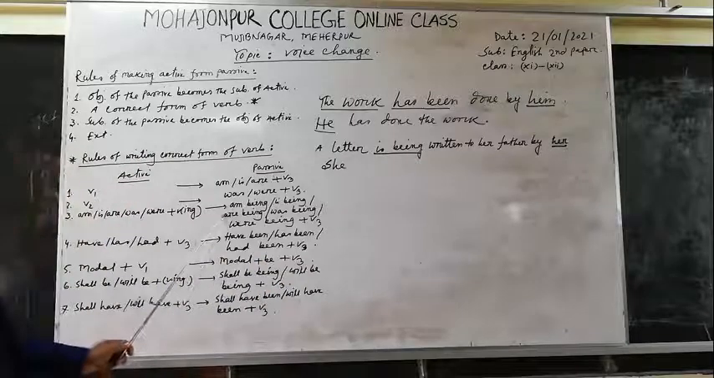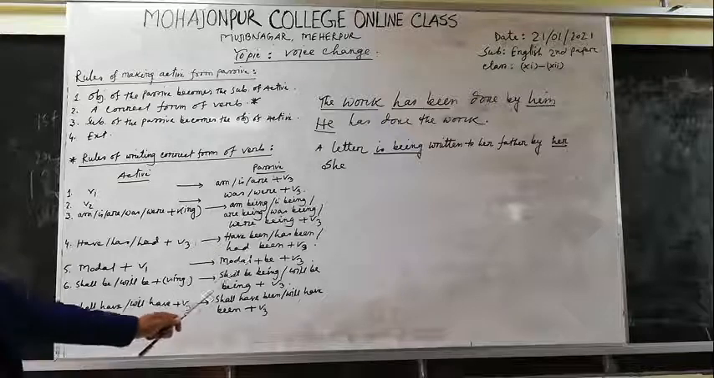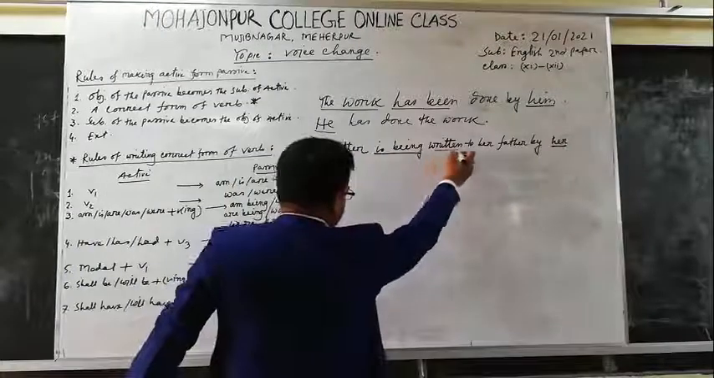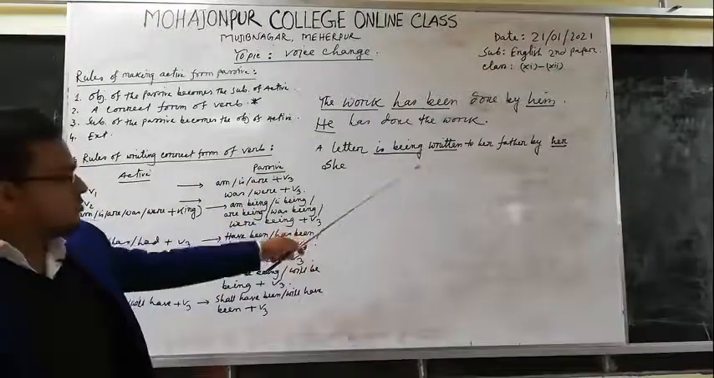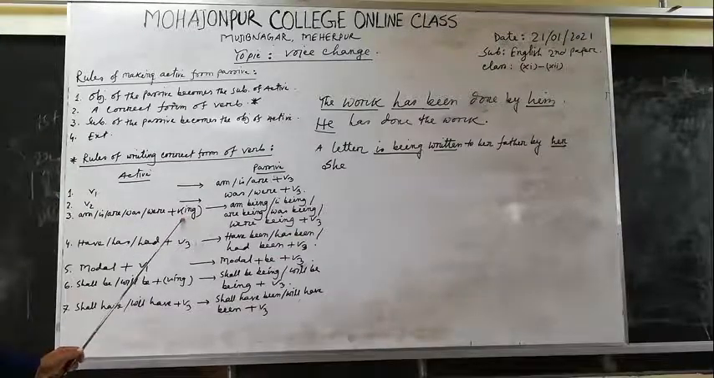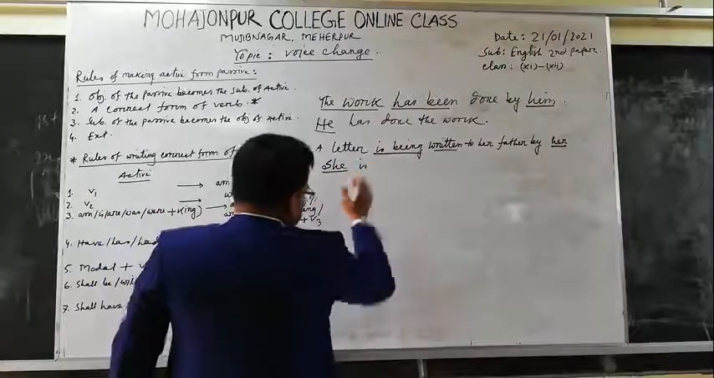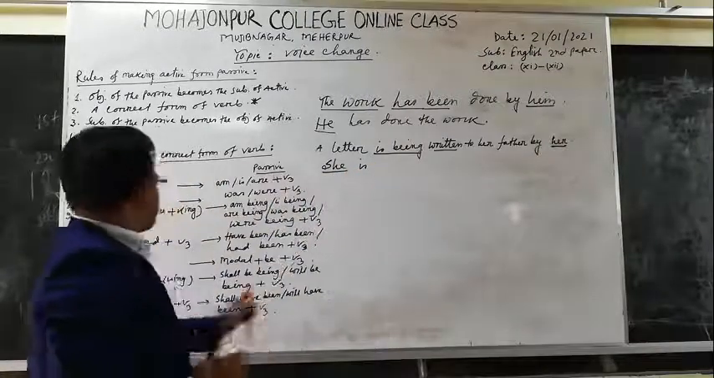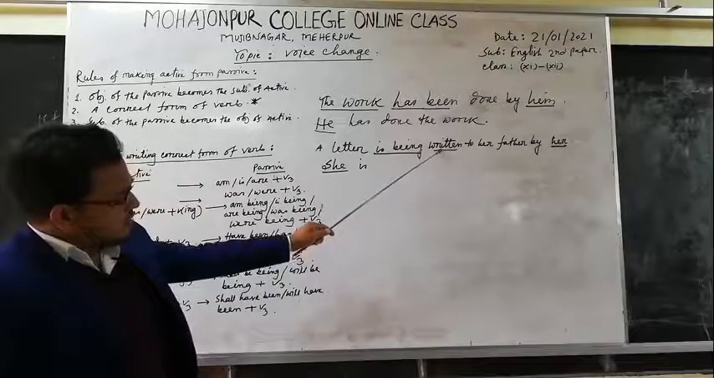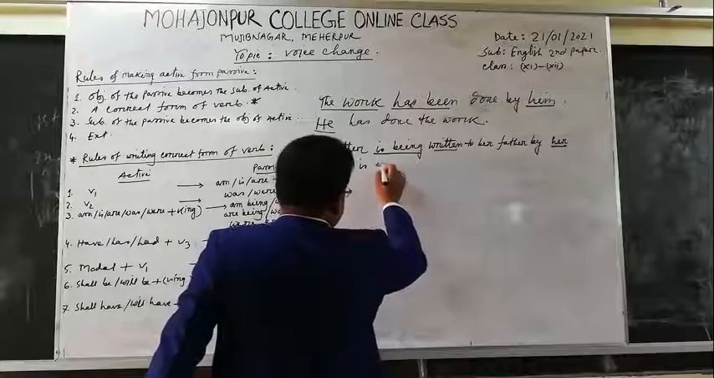Now look at here, my dear students. If there is am being, is being, are being, was being, were being, and past participle form of verb in passive, then it will become am, is, are, was, were, and ing form of verb. She is third person singular here, so is is used here. She is and ing form of verb. Here the verb is written, so we can write here writing.